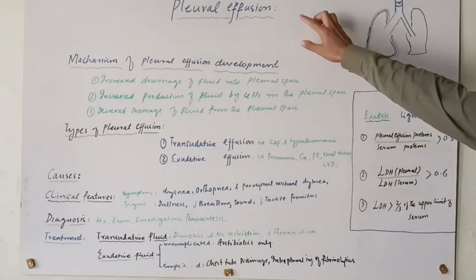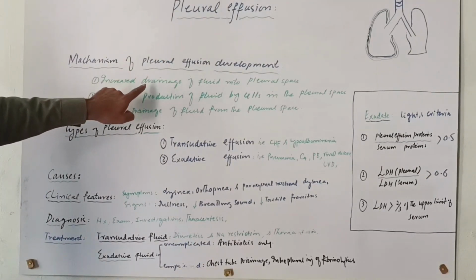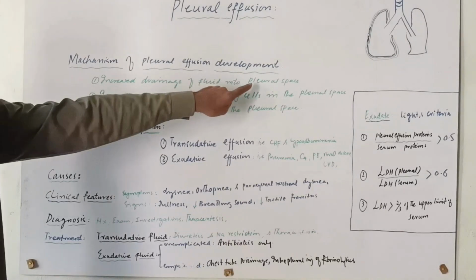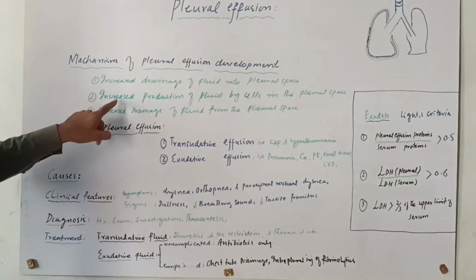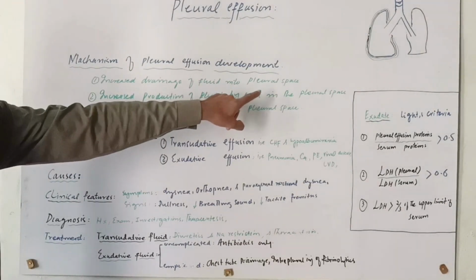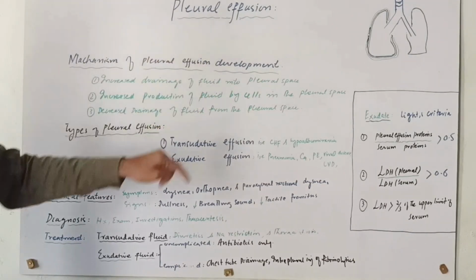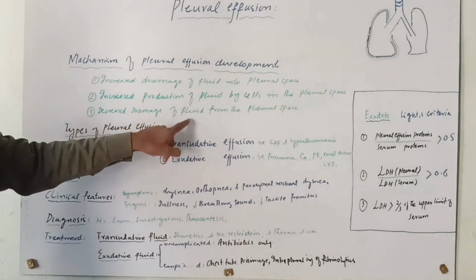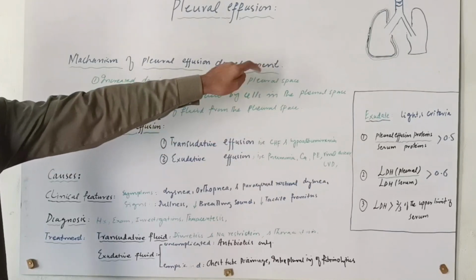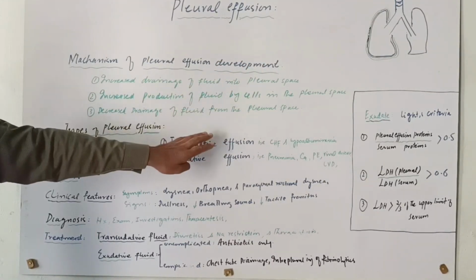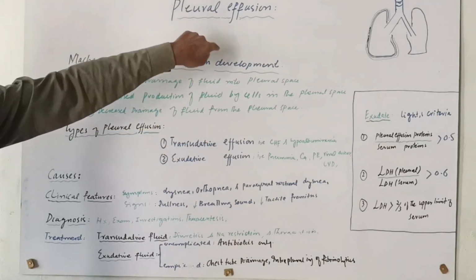So now, how is pleural effusion developed? There are three mechanisms by which pleural effusion can develop. One, there is increased drainage of fluid into the pleural space. The second, there is increased production of fluid by cells in the pleural space. The third mechanism, there is decreased drainage of fluid from the pleural space. Normally there is 10 to 20 ml of fluid in the pleural cavity, but this is continuously drained. When this drainage is impaired, it will result in pleural effusion.